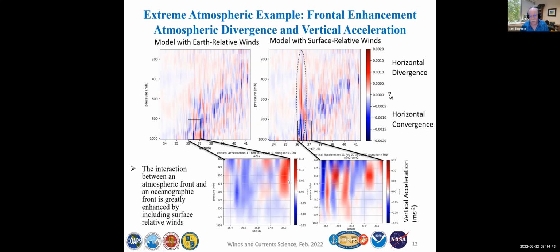If we look at the vertical accelerations associated with these two different areas in the boundary layer, same box in both models, we can see that there's much stronger vertical acceleration in the two-way coupled model. So this coupling is having a fairly decent impact, admittedly only where you have strong current gradients, in both atmospheric and oceanographic models.